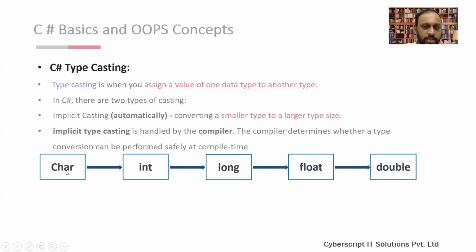So here, this is the sequence. We can assign a character value to an integer value, an integer value to long, a long value to float, and a float value to double. So we can assign a smaller type size to a larger type size. It is also possible to directly assign an integer variable or integer value to a double, because double is bigger in size as compared to an integer variable.